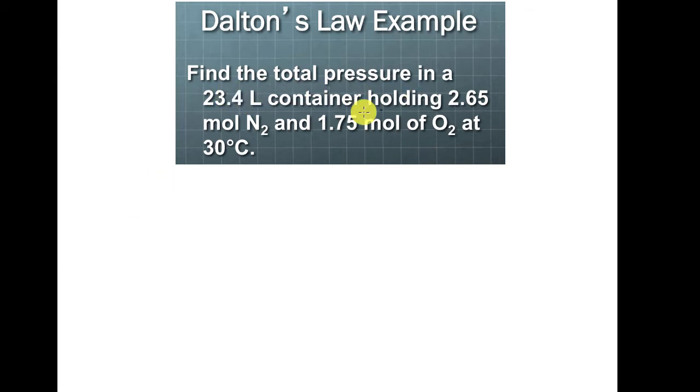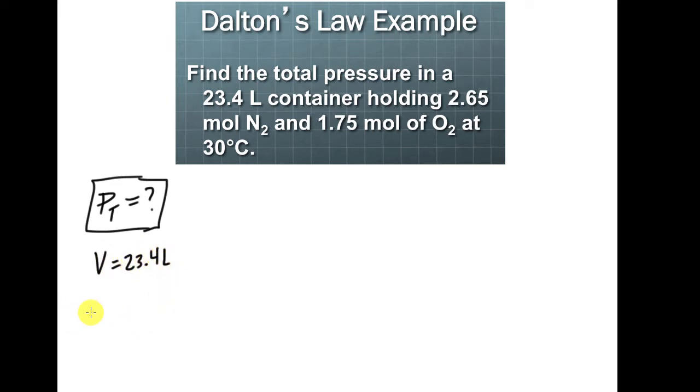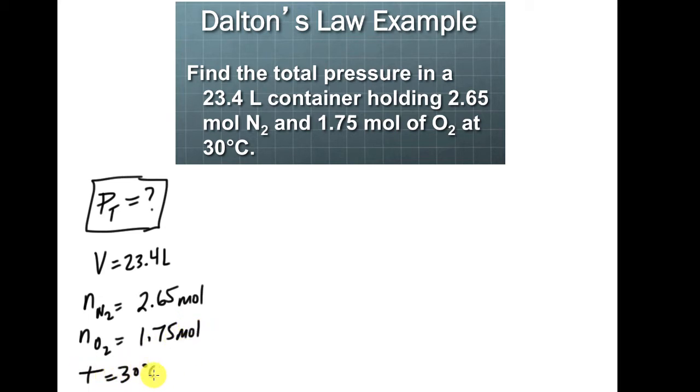What I have here is find the total pressure, so I know what I'm looking for. I'm looking for the total pressure here. So I must have a mixture of gases if I'm looking for a total pressure. I have a volume of 23.4 liters, and I have moles of nitrogen, which are equal to 2.65 moles, and my moles of oxygen, which is 1.75 moles. And all of this is at a temperature of 30 degrees Celsius. But if I add 273 here, I want to get rid of that and make it Kelvin right away.